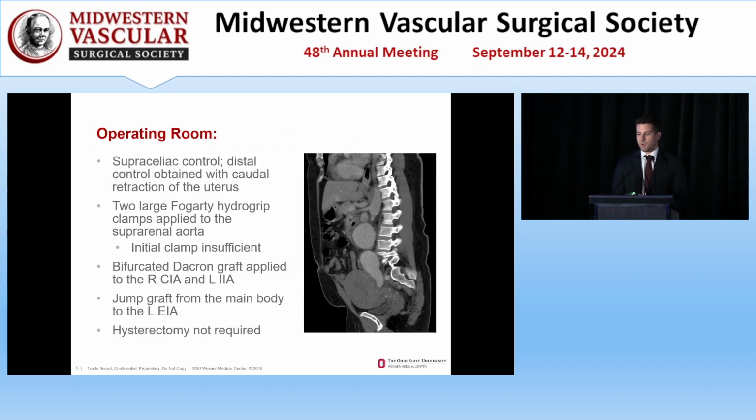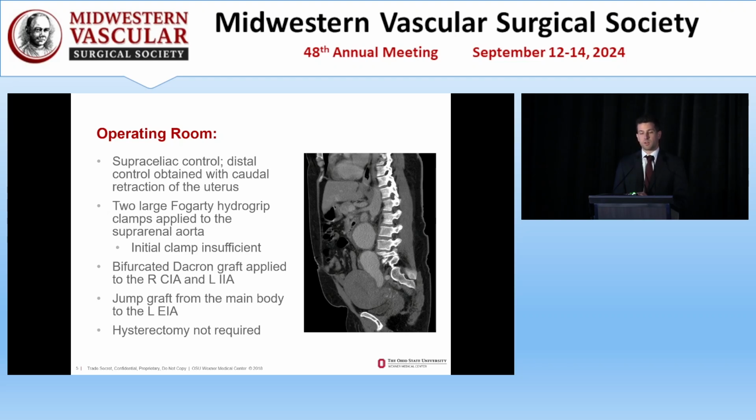We proceeded to the operating room and proceeded with an open approach. We obtained supraceliac control and distal control with caudal retraction of the uterus. An initial Fogarty hydrogrip clamp was applied to the suprarenal aorta, but was deemed to be insufficient at that time. And given the patient's young age with concern for a possible connective tissue disorder as the etiology of her aneurysm, an additional clamp was applied inferiorly to proceed safely.